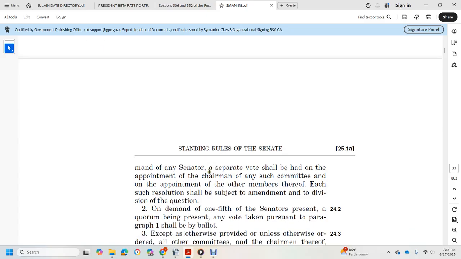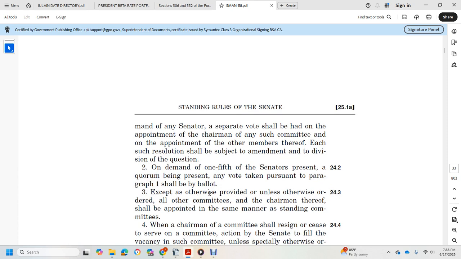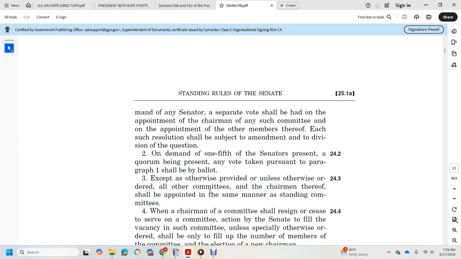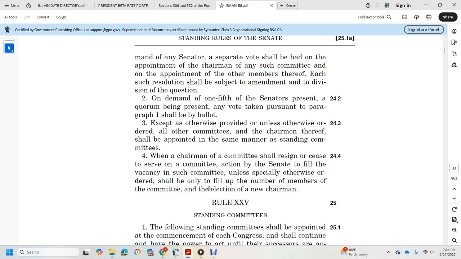On demand of one-fifth of the senators present, with a quorum being present, any vote taken pursuant to paragraph 1 shall be by ballot, unless otherwise ordered. All other committees and chairmen thereof shall be appointed in the same manner as standing committees. When a chairman or committee shall resign or cease to serve, action of the Senate to fill the vacancy on such committee, unless specially otherwise ordered, shall be only to fill up the number of members of the committee, and the election of the new chairman.